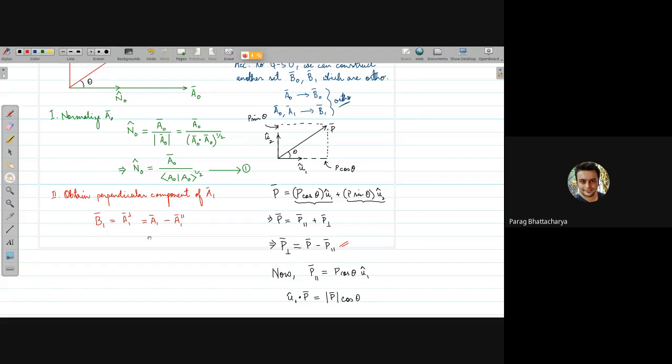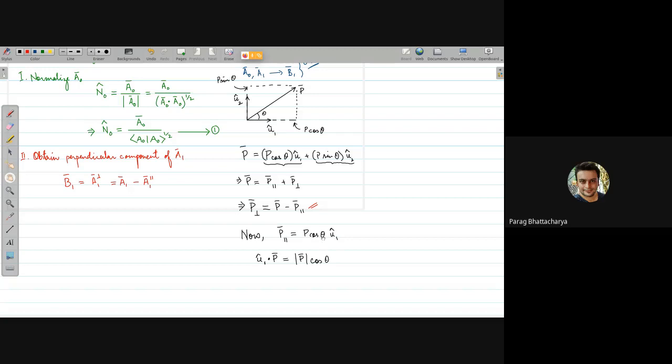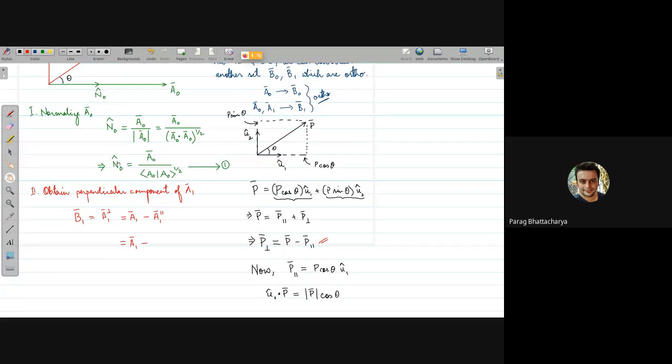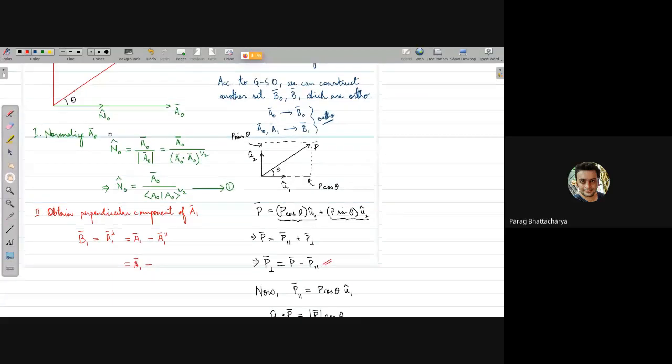Now, what is the parallel component? The parallel component is p cos theta into u1 cap. What is p cos theta? p cos theta is u1 cap dot p. So this will be equal to a1 minus the parallel component, which is p cos theta into u1. So p cos theta we want to find out. p cos theta is nothing but u1 cap dot p. What is u1 here? u1 is a unit vector. In this case, u1 is nothing but n naught.